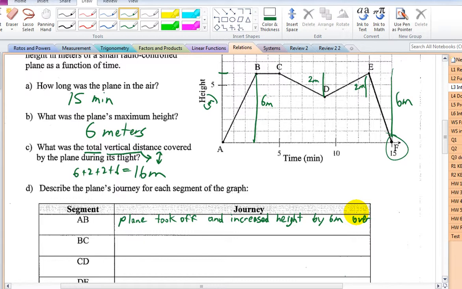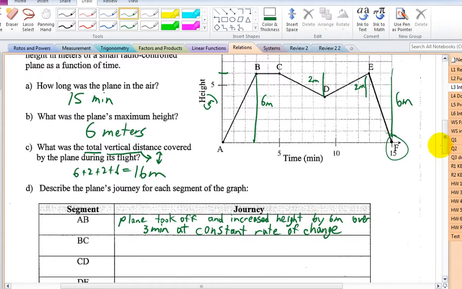What happened on the other axis? Over 3 minutes. Okay. Now, what else can we say about that line? Is it curved? No, it's straight. So what do straight lines mean? At a constant rate of change. Okay. So it didn't instantaneously jump up. It didn't slowly rise and then increase faster. It just went at a nice steady increase up to 6 meters.